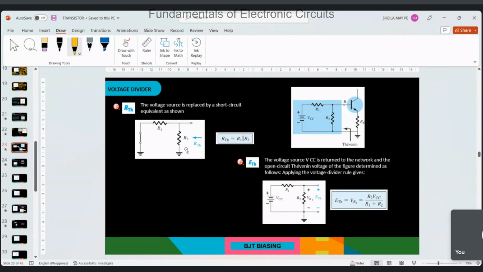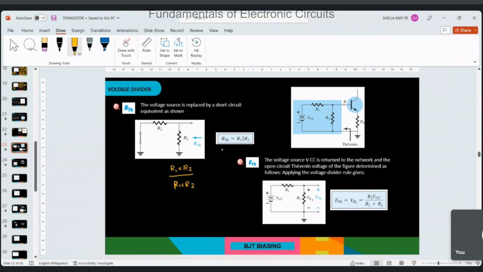Looking at what remains, R1 and R2 are parallel to each other. So RTH is R1 parallel to R2, which has the formula R1 times R2 divided by R1 plus R2. That's the formula for parallel resistances.